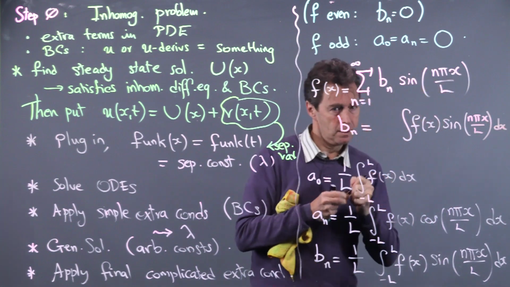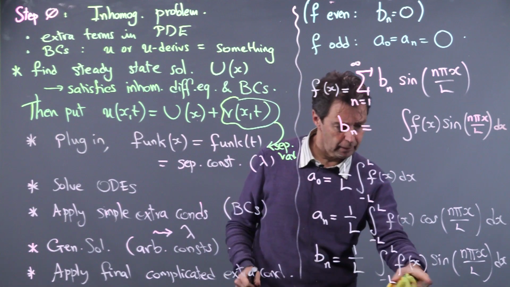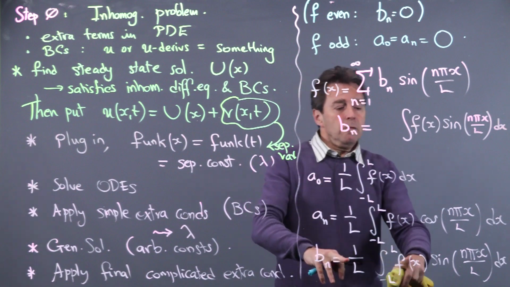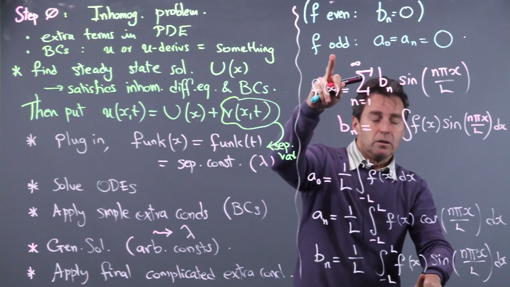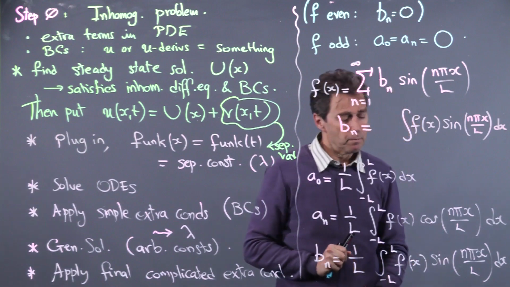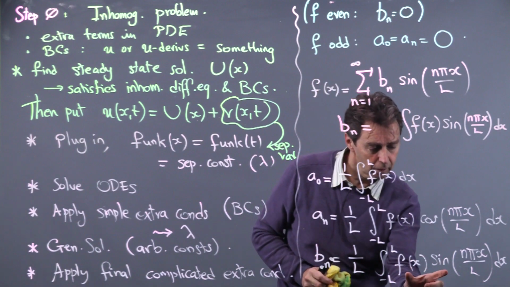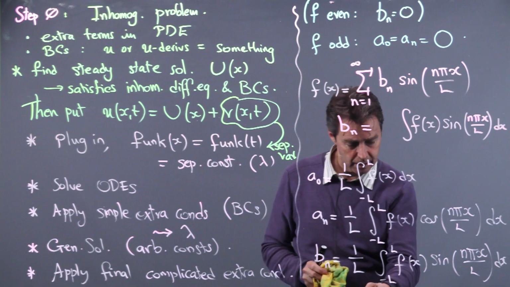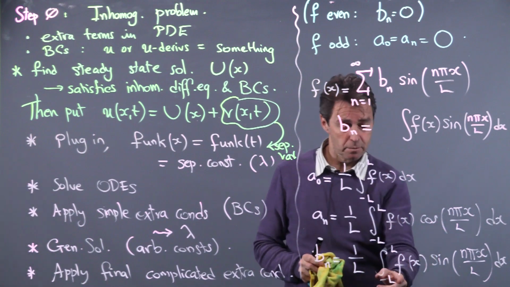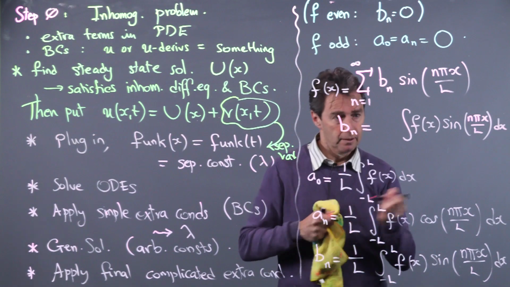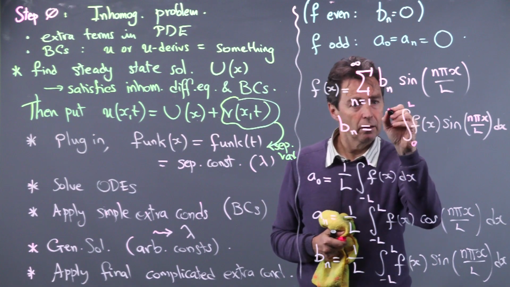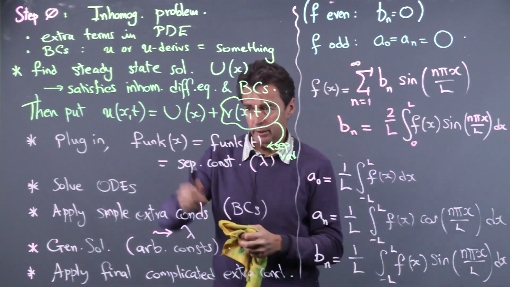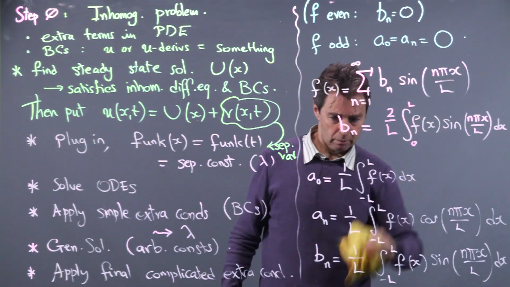Now, in this formula, that was for the full Fourier series, which is going from minus L to plus L. But if f is odd, and I remember that the sine is an odd function, then the combo of two odd functions is an even function, and integrating from minus L to plus L is just the same as going from 0 to L and multiplying by 2. So I can just as well go from 0 to L and multiply by 2. And this will be helpful because when I solve the PDE, this will be where I'm solving the PDE.